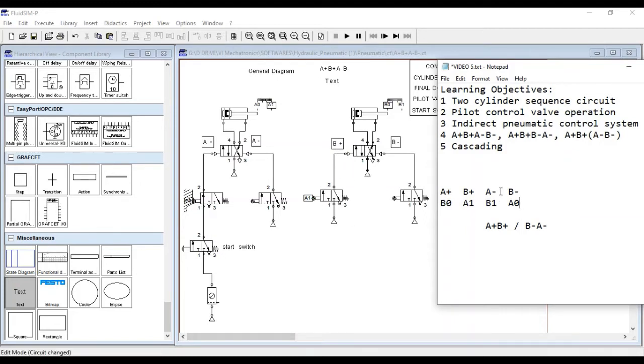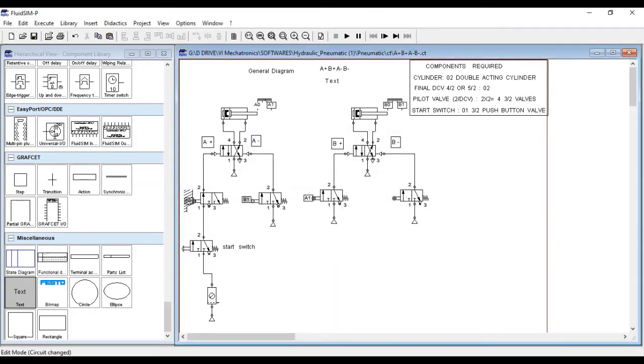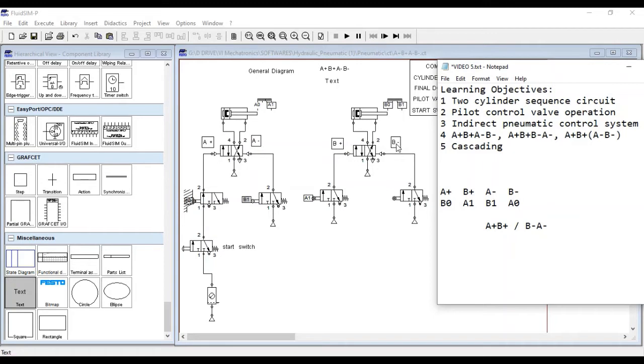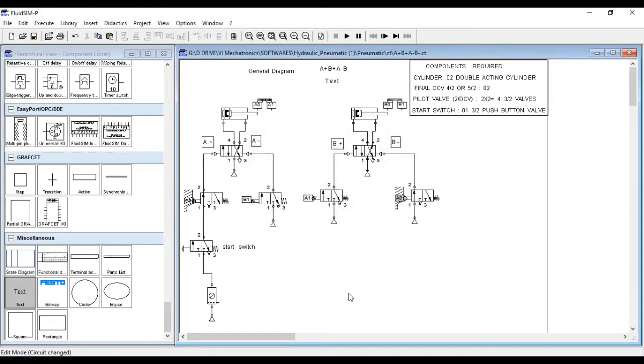So let's give this as B1. And next, for B minus we need A0. So this is the trick behind the labeling, and this makes your work very easy so that you can easily recognize which valves are to be on and off, because the most confusing thing in pneumatics is sequencing, wherein you can't decide which operation will occur when you activate certain switches. Okay, so now I have given you the logic, apply that and make the further logic.